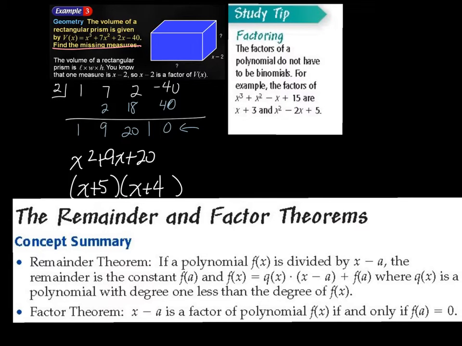In summary, the remainder theorem: if a polynomial f of x is divided by x minus a, the remainder is the constant f of a, and f of x equals q of x times x minus a plus f of a, where q of x is a polynomial with degree 1 less than the degree of f of x. Factor theorem: x minus a is a factor of a polynomial f of x if and only if f of a equals 0.